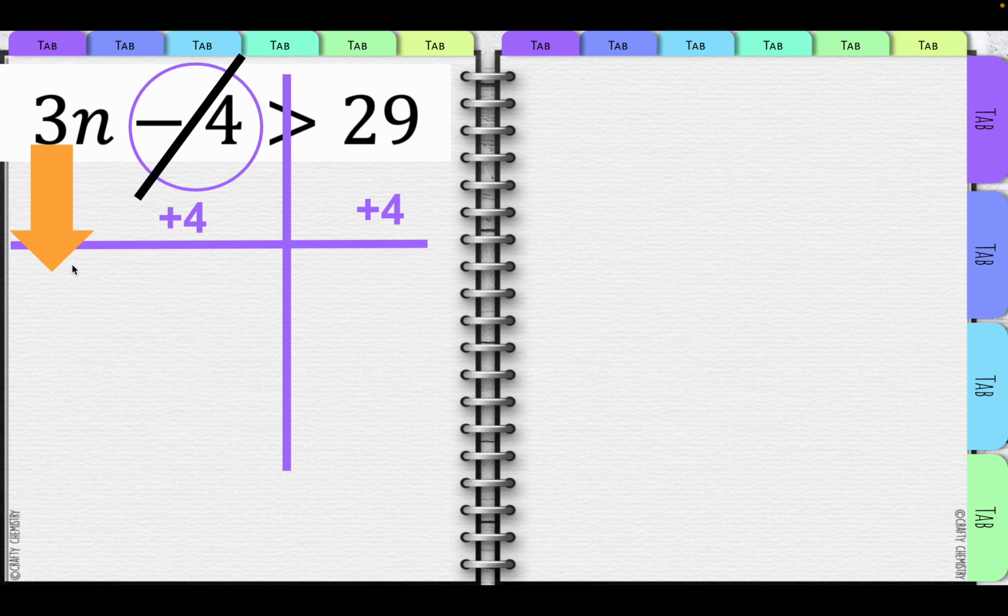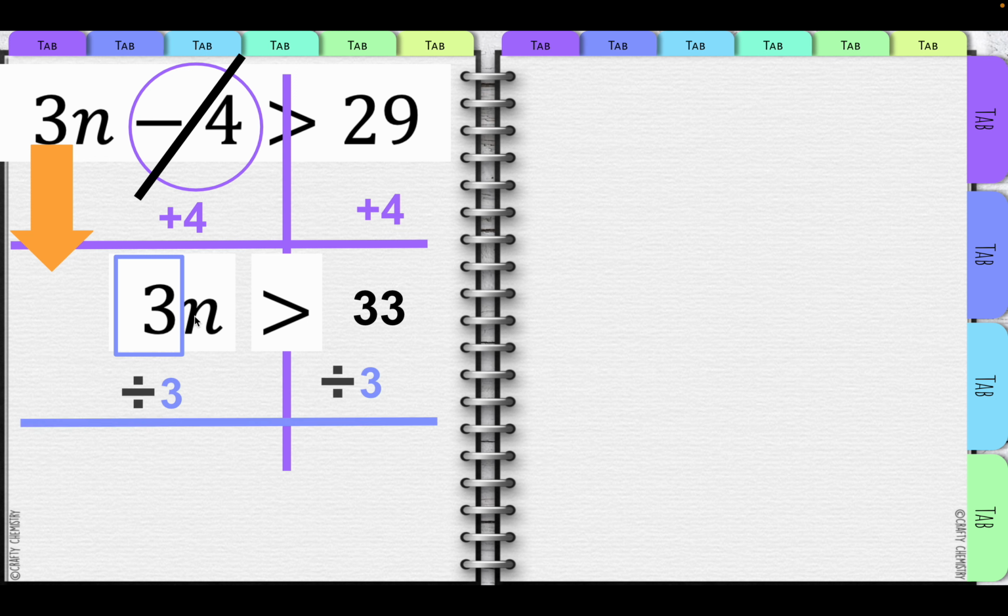I'm left with 3n, so I'm going to bring it down. 29 plus 4 is 33. My inequality symbol comes straight down. Then I have to undo my coefficient. 3n means 3 times n. To undo times, I'm going to divide. 3n divided by 3 is 1n. 33 divided by 3 is 11, and my inequality symbol comes straight down.